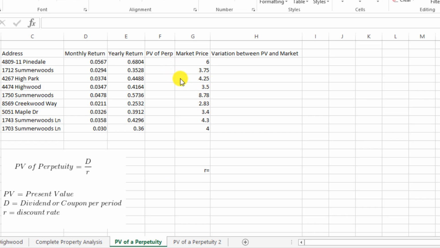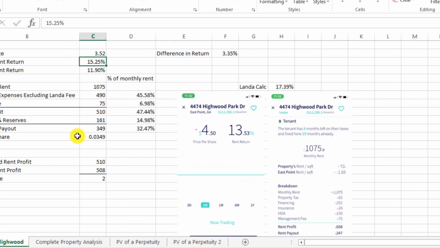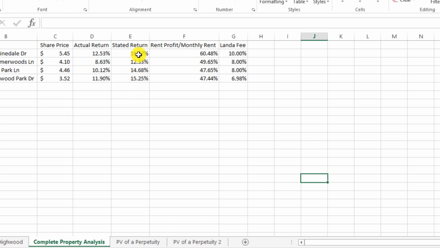Okay, so today we're going to be talking about Landa property valuation, but this time we're going to be using a little bit different of a method. If you remember last time, we kind of looked at every individual property, felt them out, and tried to figure out which one paid the most from a percentage basis every month, and that's how we decided which would be the best investment.